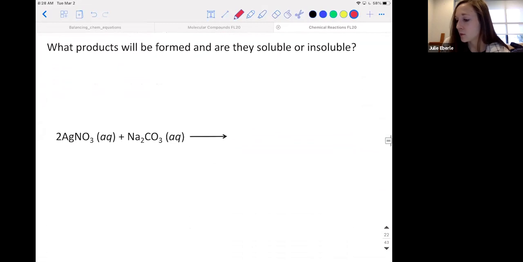All right, let's do one more. What products will be formed? You have two ionic compounds here, so this is definitely double displacement. So what products will be formed, and will they be soluble or insoluble? Try to write out your products based on how you know double displacement works. Remember, the cations switch and bind with the opposite anions.